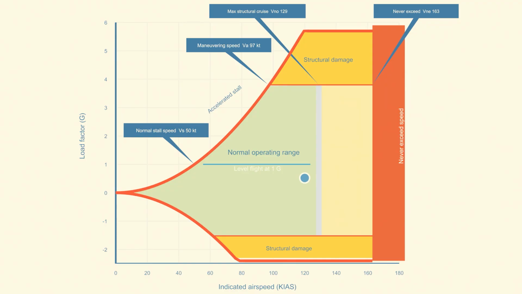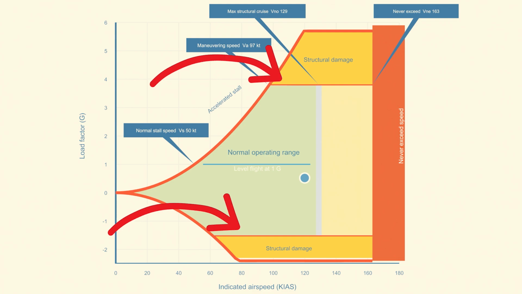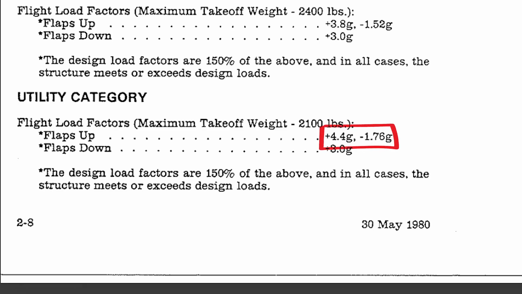Every airframe has a hard limit, and the Cessna 172 Papa spells out its own. Flown in the normal category, the POH allows for 3.8 Gs and negative 1.52 Gs. Operated in the utility category, lighter with a more forward CG, and that rises to 4.4 positive Gs and negative 1.76 Gs. With the flaps extended, you're held to 3 Gs either way.